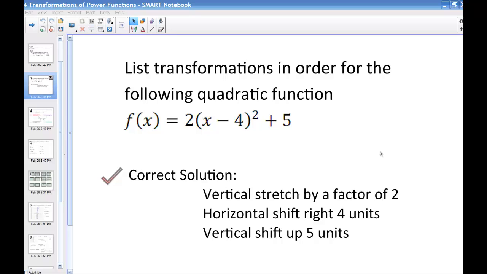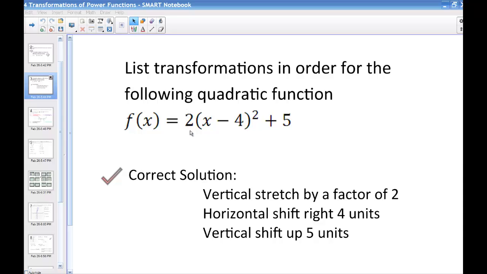So let's look at the first example. Just as a refresher, we're going to look at the quadratic functions and the transformations that have been applied to this function. So we have f of x equals 2(x minus 4) squared plus 5.